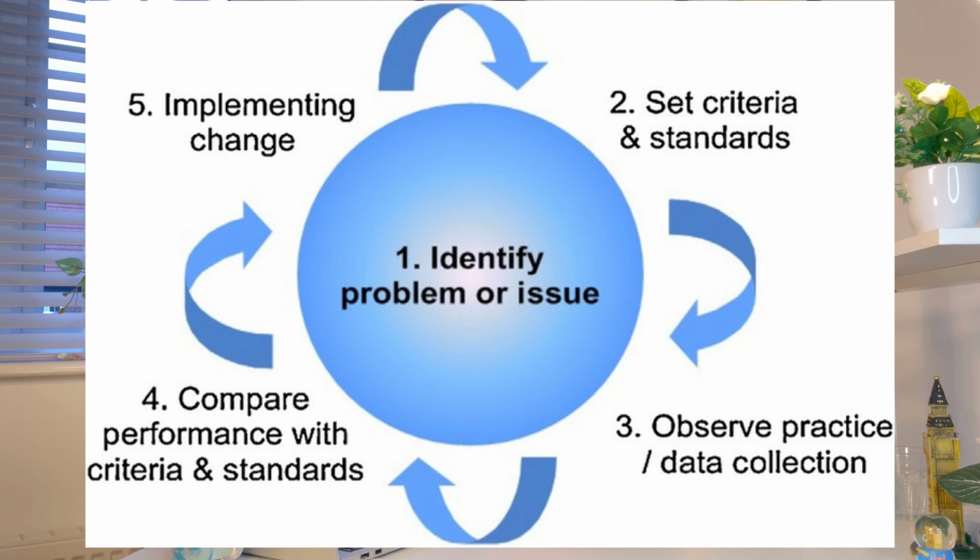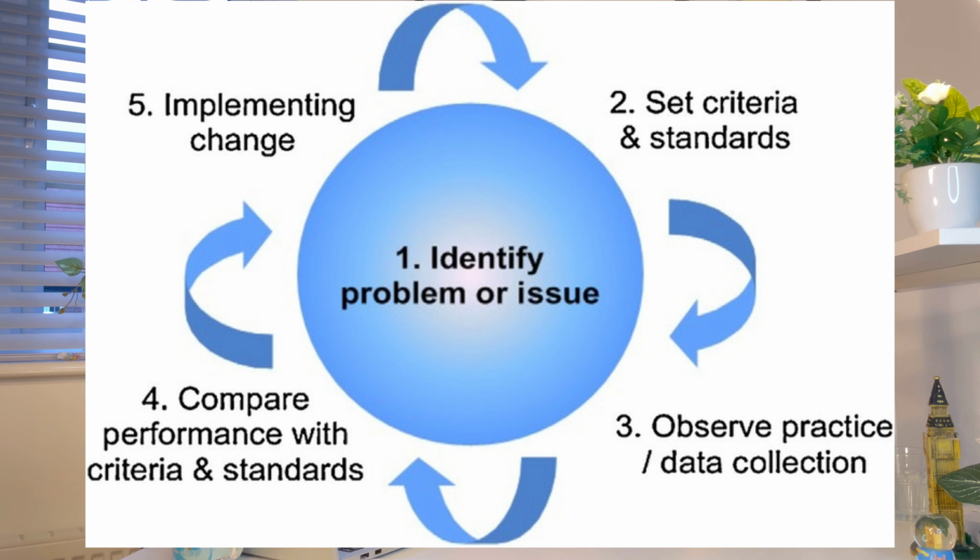Now I am explaining how the audit cycle works. So let's see this diagram, which helps you understand the whole cycle very easily. There are 5 steps. First is identification of a problem. Second is that you know the set criteria and standards, and then you observe the practice, and between the set criteria and what you have observed you find the gap.